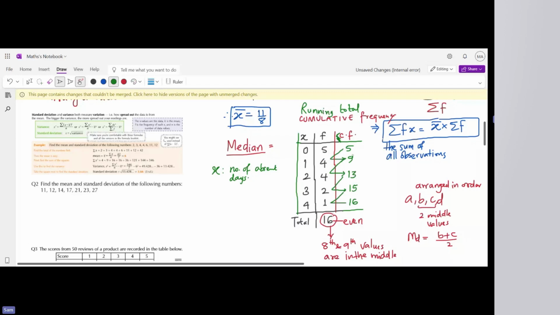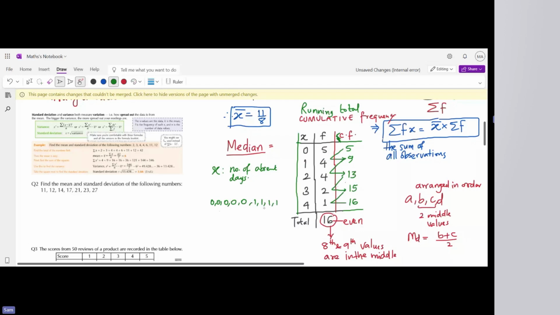You understand what I'm saying? This tells me there are 5 values which are 0. So it is 0, 0, 0, 0, 0. And then there are 4 values which are 1. Sorry, there are 4 values which are 1. So it is 1, 1, 1, 1.